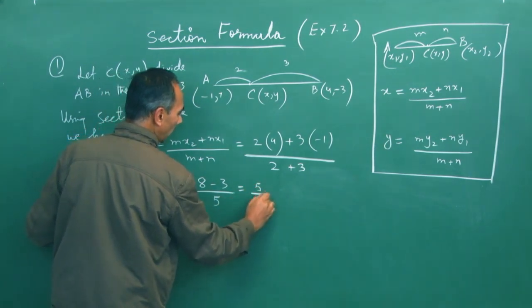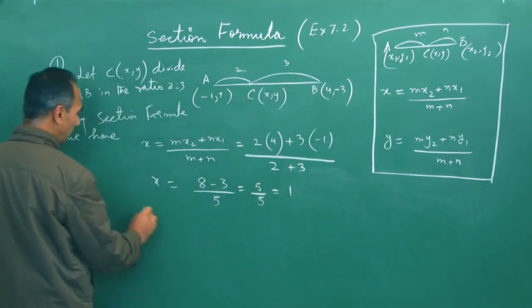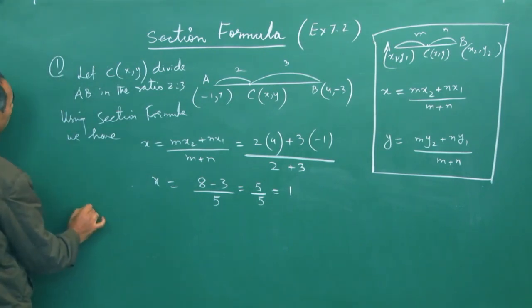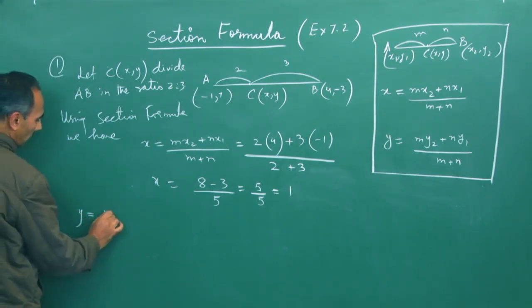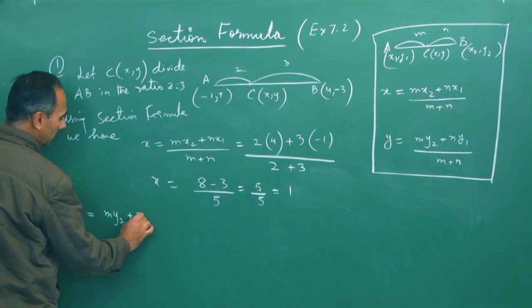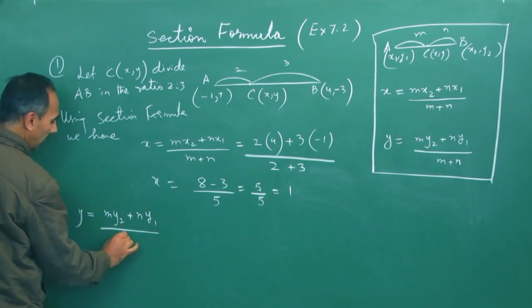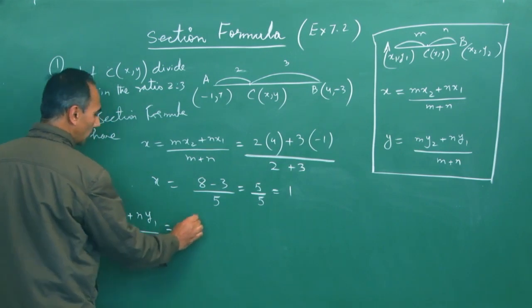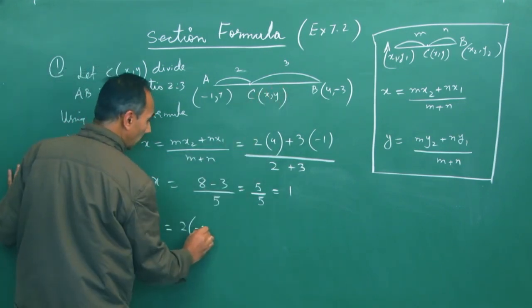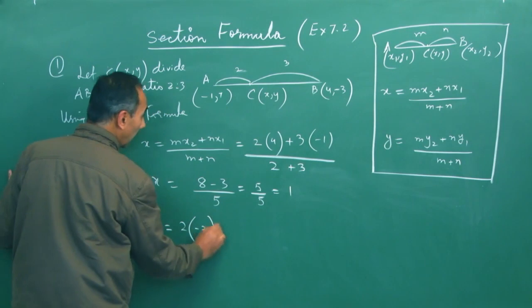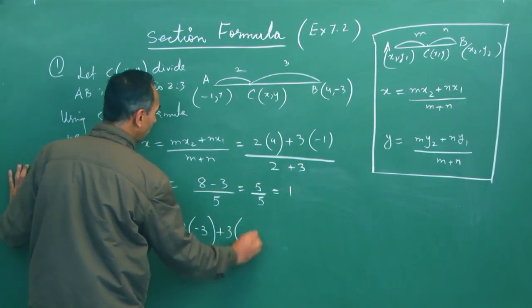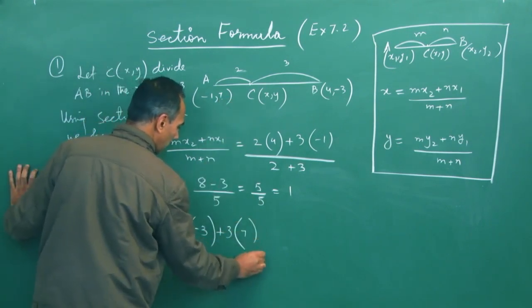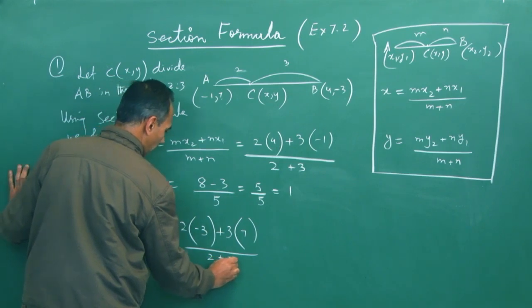That's 5 upon 5, so that is simply 1. Let's find y. So I should start from this place. Y is equal to my2 plus ny1 divided by m plus n. What's my m? That's 2. What's y2? y2 will be minus 3. Plus n is 3 into y1, that's 7 upon m plus n, 2 plus 3.